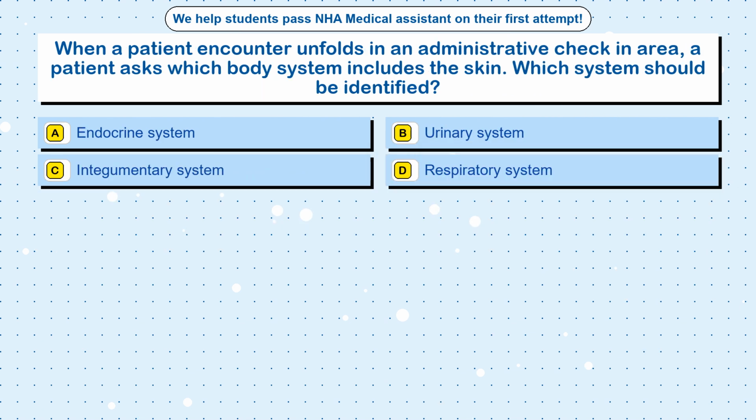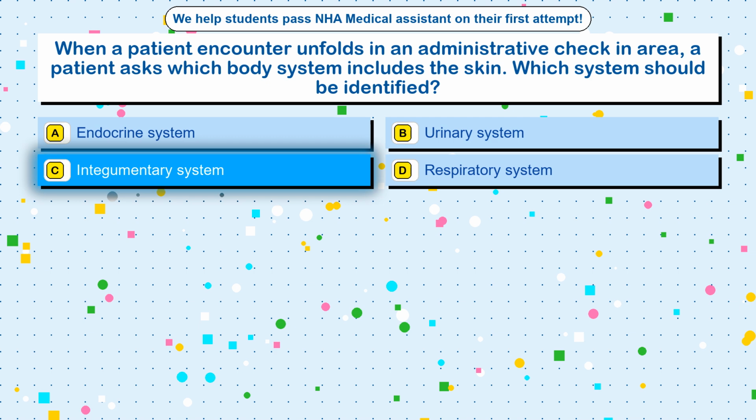Question 78. When a patient encounter unfolds in an administrative check-in area, a patient asks which body system includes the skin. Which system should be identified? Option A. Endocrine system. Option B. Urinary system. Option C. Integumentary system. Option D. Respiratory system. The correct answer is option C.